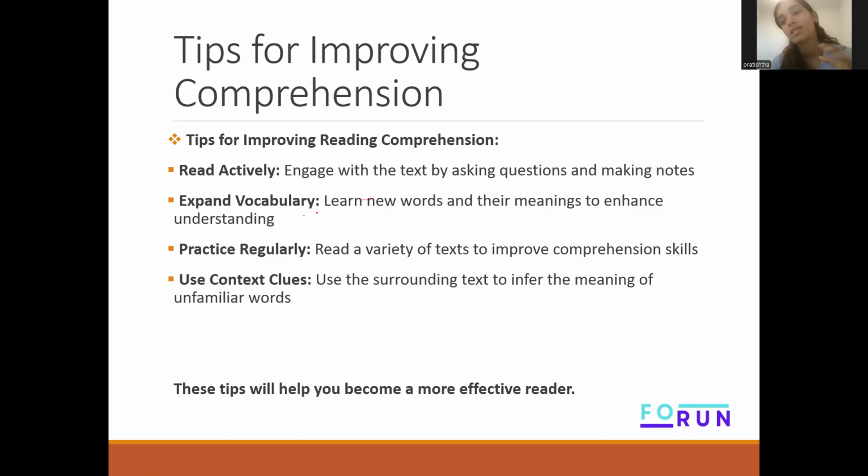Expand your vocabulary, because the better vocabulary that you have, the better you will be able to read, right? Because you don't have to go back to the dictionary again and again, or spend time thinking about what the answer could be, and so on. Practice regularly. You need to read a variety of texts, right? In IELTS, you can get any kind of text related to science, social science, history, literature, anything can come. And then use context clues. If you feel the vocabulary is too hard for you, I would highly suggest you use context. Try to infer the meaning according to the context.